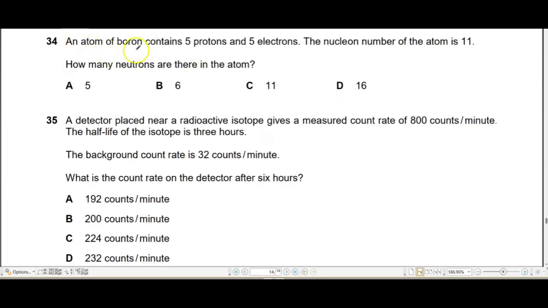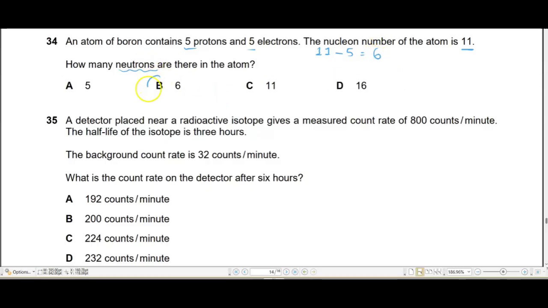Question number 34. An atom of boron contains 5 protons, 5 electrons. The nucleon number of the atom is 11. How many neutrons are there in the atom? Okay, there are 5 protons and 5 electrons, and the nucleon number is 11. So if we subtract protons from the nucleon number, this is going to give us the number of neutrons. So 11 minus 5 is going to be 6. Okay?